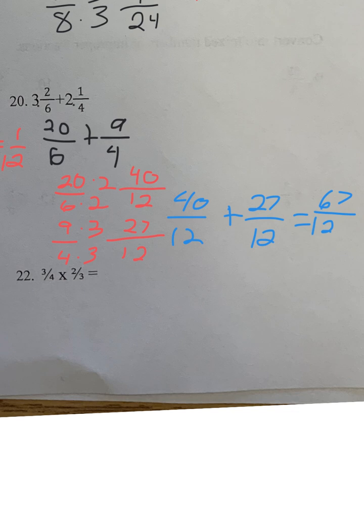I'm going to see how many times 12 can go into 67. 12 times 5 is 60, and if I add 12 more, it's going to be larger than 67. So I know, I'm going to write it all the way back up here, that 12 can go into 67 5 whole times. There's going to be 7 twelfths left over. That's my answer, 5 and 7 twelfths.